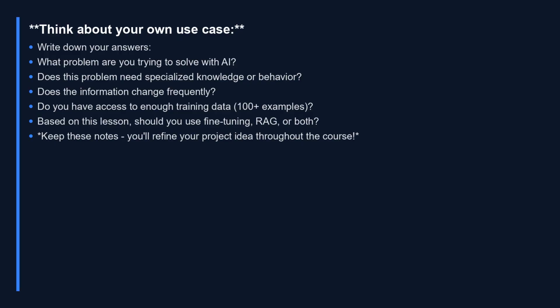What problem are you trying to solve with AI? Does it require specialized knowledge or behavior that the base model lacks? Does the relevant information change frequently? Do you have access to at least 100 training examples? And based on what you've learned here, should your solution use fine-tuning, RAG, or a combination of both? Keep these notes. You'll return to them throughout the course, and by Module 7 you'll have everything you need to actually build it.